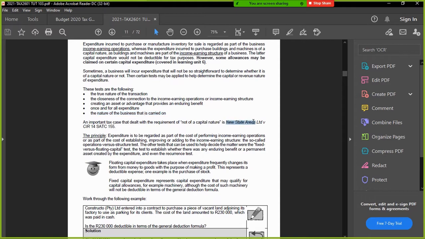There's the New State Areas case. Expenditure is to be regarded as part of the cost of performing income earning operations, or as part of the cost of establishing, improving, or adding to the income earning structure. The so-called operations versus structure test. Right, in other words, the tree and the fruit principle. Other tests that can be used to help decide the matter were the fixed versus floating capital test, to test whether there is any enduring benefit or permanent asset created by the expenditure.